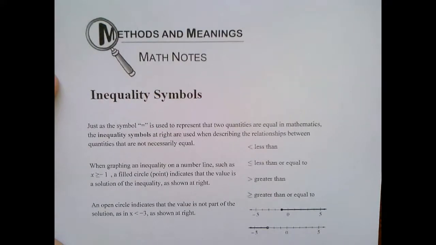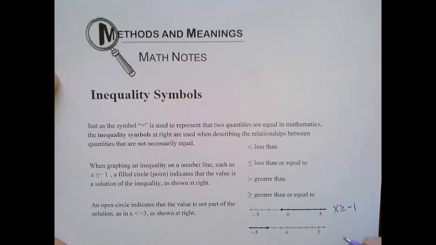If you have a closed circle, that means it's included in the solution. It's part of the solution. Where if you have an open circle, it's not included. It's not going to be part of the solution. So in this case right here, we have x is greater than or equal to -1. Notice at -1, it's got a closed circle, it's included, and all the values that are bigger than or equal to -1 are to the right, or that value itself.